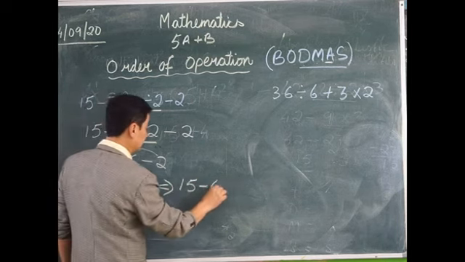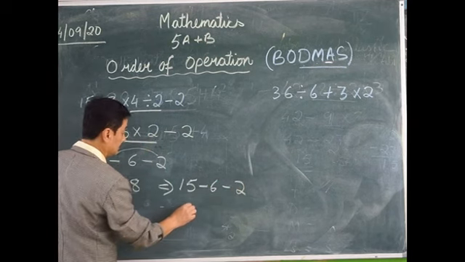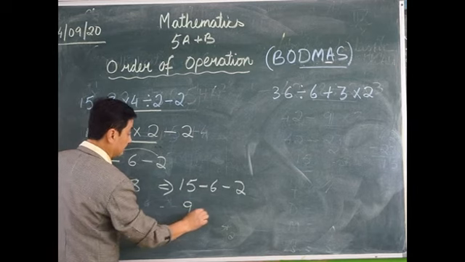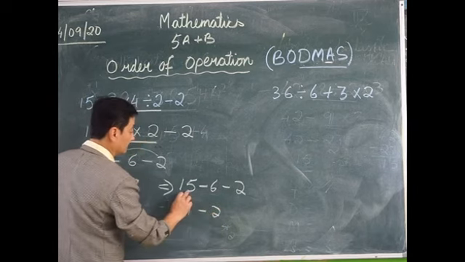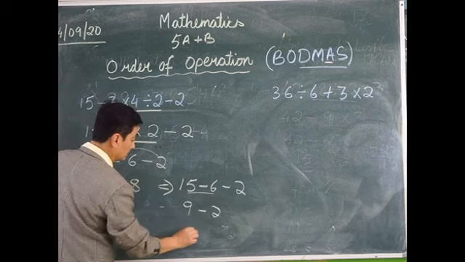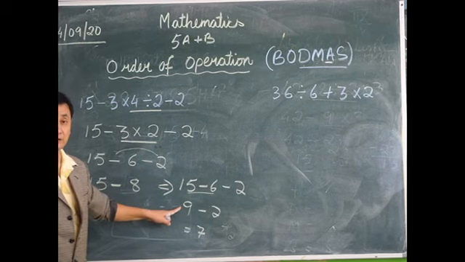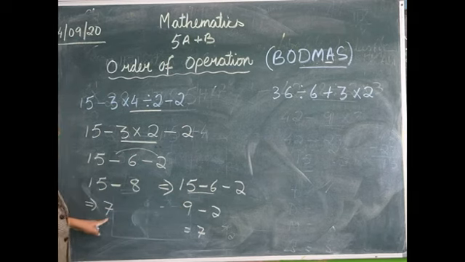15 minus 6 minus 2. 15 minus 6, 9. 9 minus 2, 7. In this you have to do one more step. It will take a longer time than this short way.